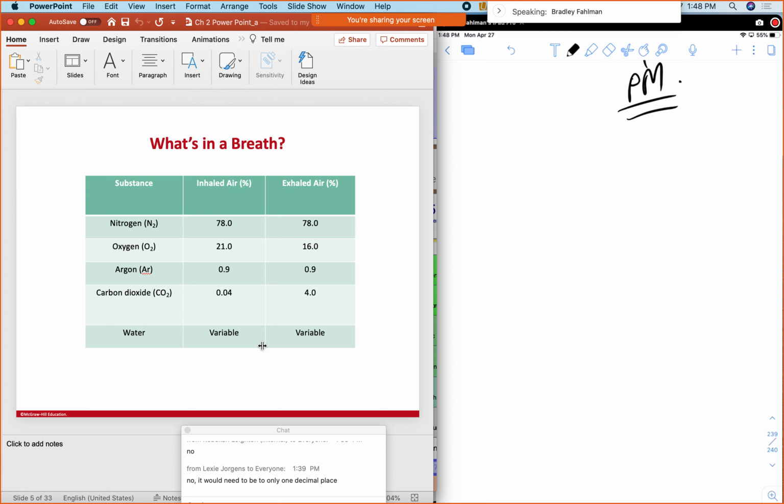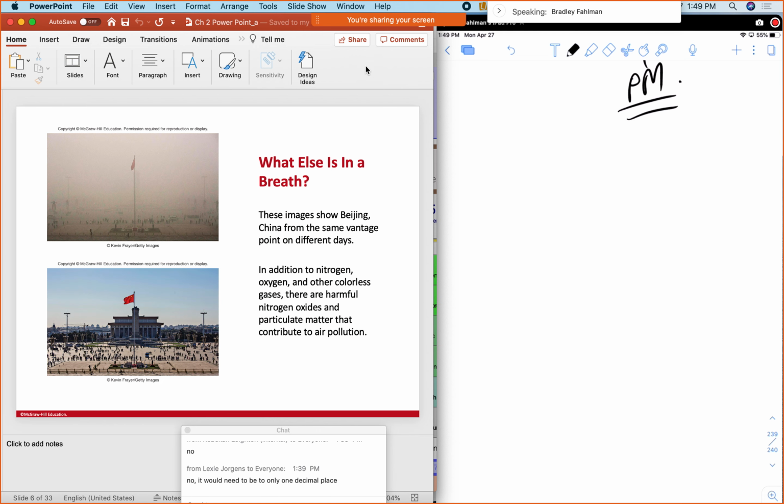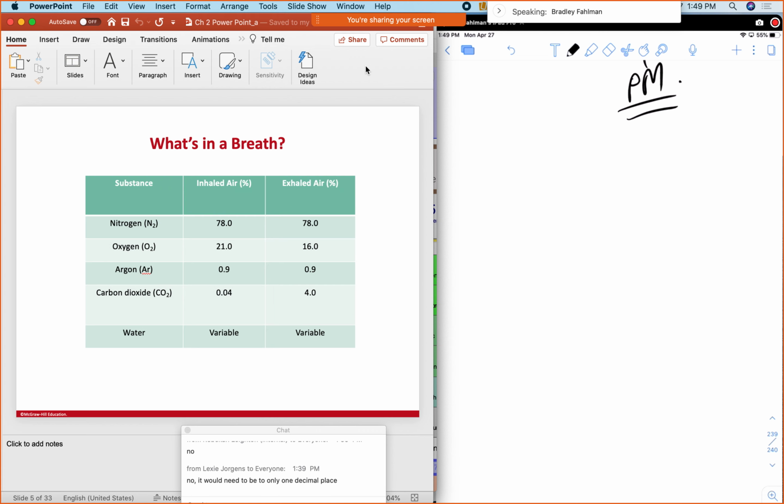And then water is the only one that's variable, because it depends if you're here, maybe not so much water in the atmosphere, versus Houston, Texas, where it could be like 90% humidity. Okay. And then, what else is in a breath? Those were the pure gases. Okay.